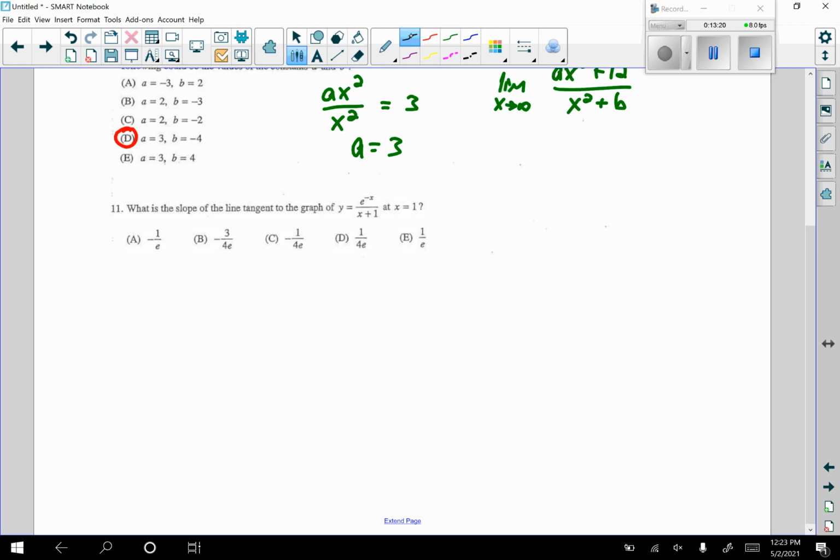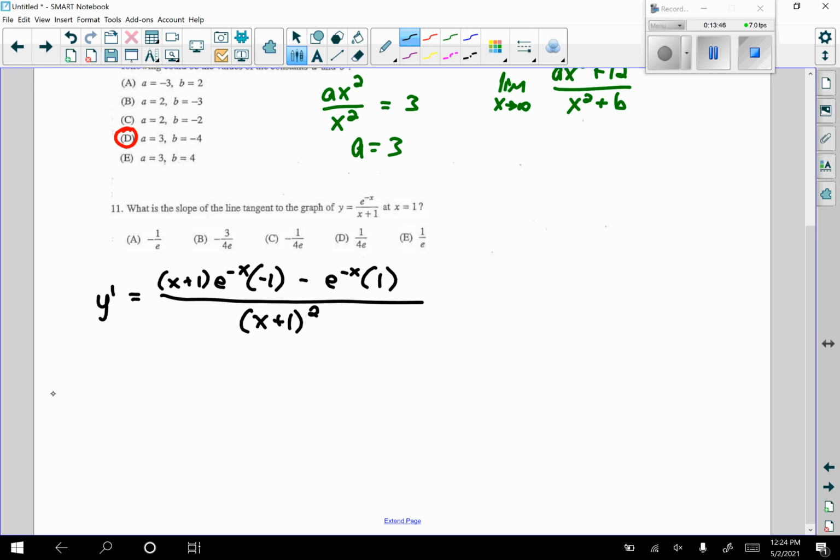Number 11, what is the slope of the line tangent to the graph of this? That just means we want to find y prime at x equals 1. So y prime is going to equal, we have to use the quotient rule here, low d high, so we have x plus 1 times e to the negative x, then times negative 1. So that's low d high minus high, and then d low is just going to give us a 1 over low low.